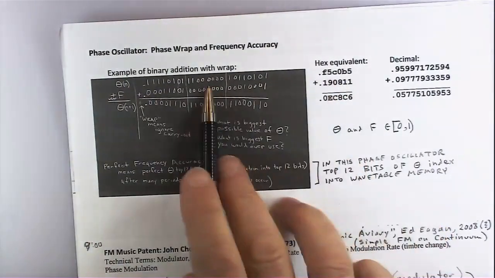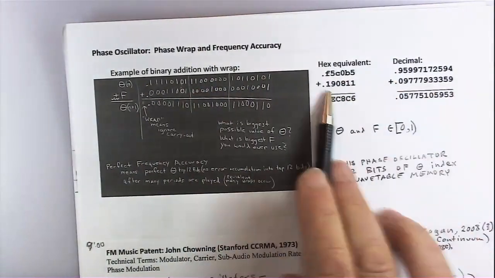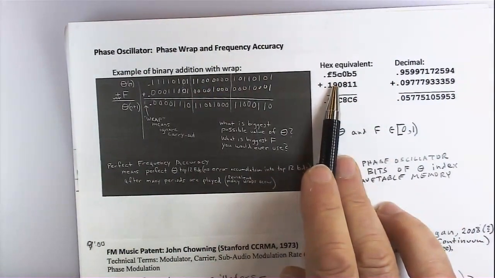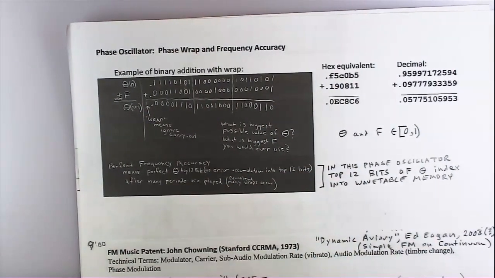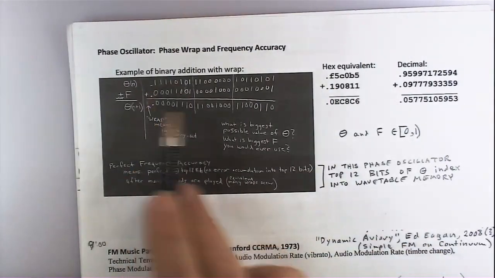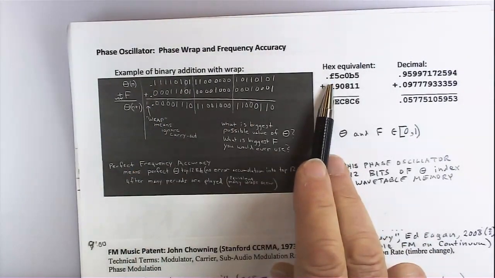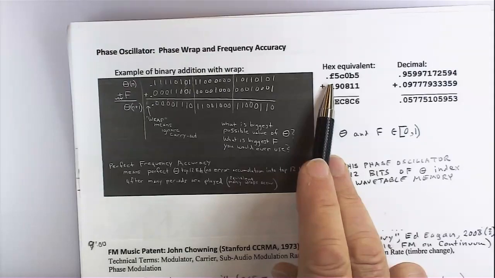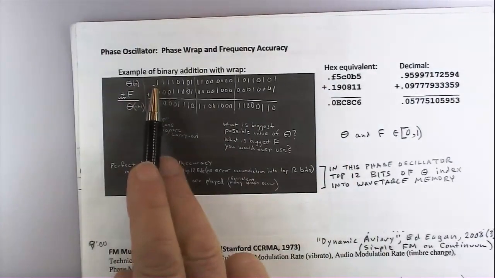Now, over here, I have the same thing that I wrote on chalkboard. I just added this hex equivalent. If you're not familiar with hexadecimal, it's just a shorthand for binary numbers, for base 2 numbers. So you take 4 digits at a time, and you use 0 through 9, and then A, B, C, D, E, F to represent 4 digits at a time.